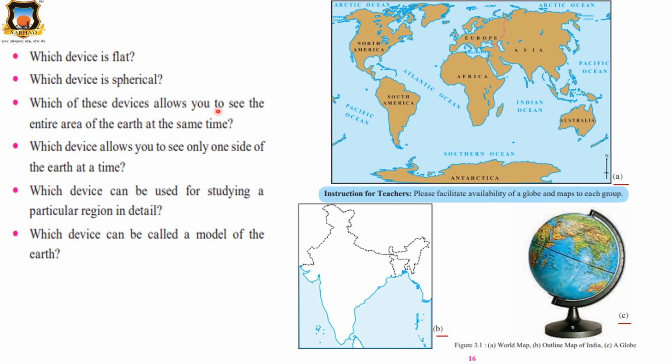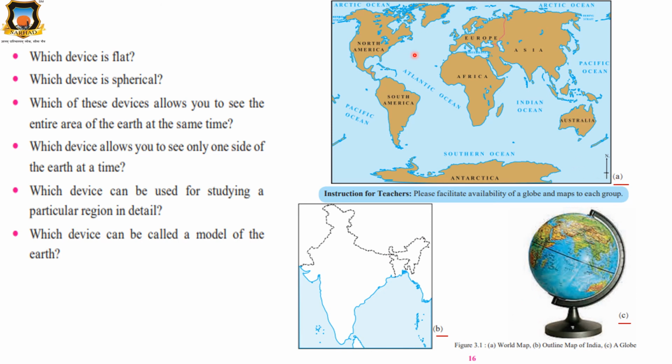Which of these devices allows you to see the entire area of Earth at the same time? Come on, tell me what will be the answer of this question. Just think, all of you, and tell me the answer. Come on, fast. I want the answer from you all. What is the question? Which of these devices allows you to see the entire area of the Earth at the same time? Yes, the answer is map.